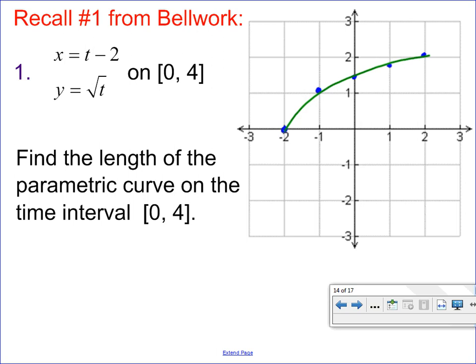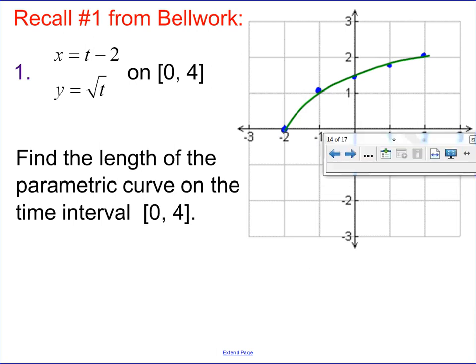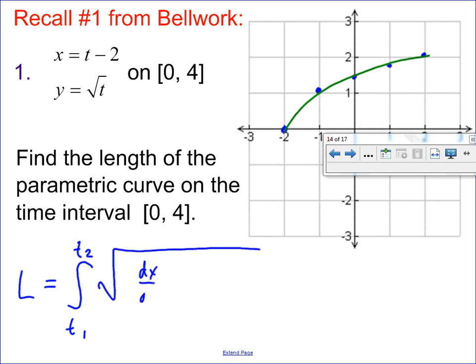How will we do it? Easy cheesy, we'll use our arc length formula. So we just generated our arc length formula. L is given by the integral from t sub 1 to t sub 2 of the square root of dx dt quantity squared plus dy dt quantity squared, with respect to time outside.